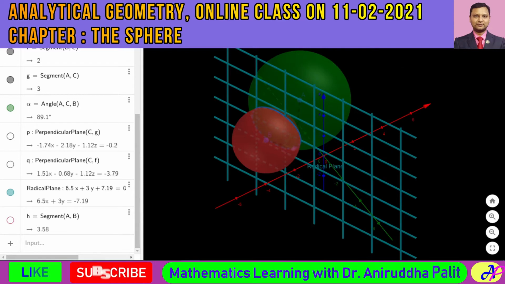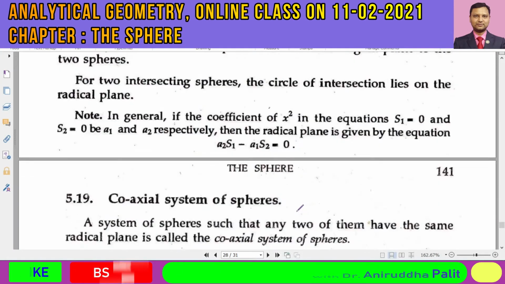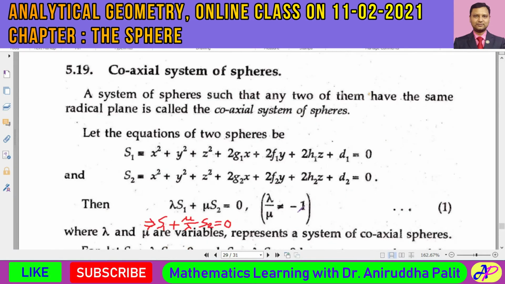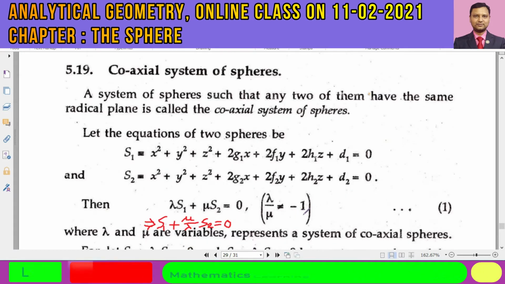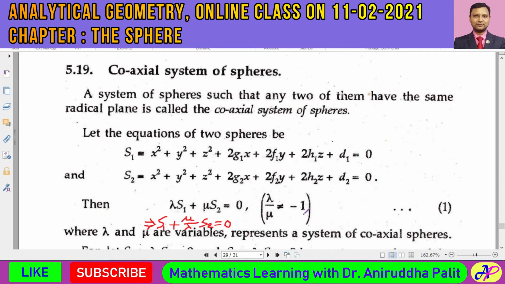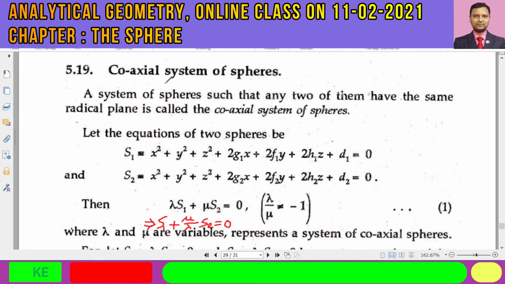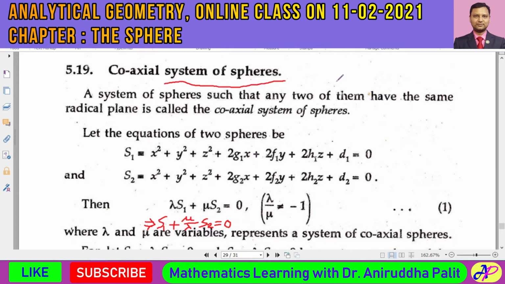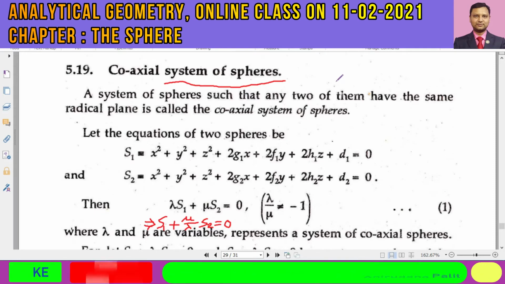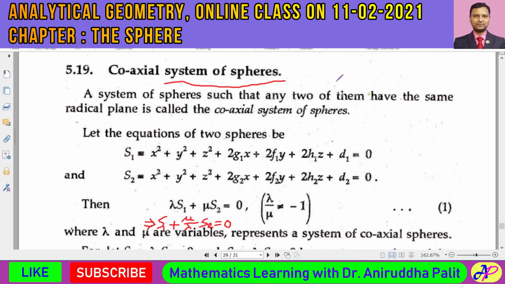All right. And now let me discuss the coaxial system of spheres. Now, what is a coaxial system of spheres? Suppose we have two different spheres. Actually, let us consider a system of spheres. System of spheres means we consider more than one sphere, and that may be two spheres, three spheres, four spheres, maybe infinitely many spheres. So they together form a system of spheres.